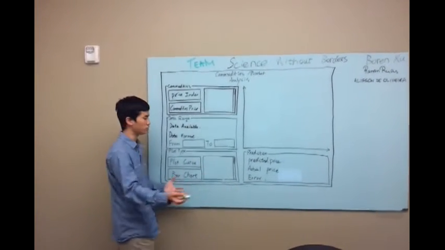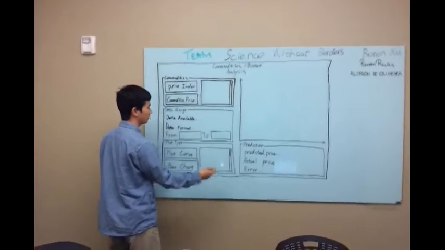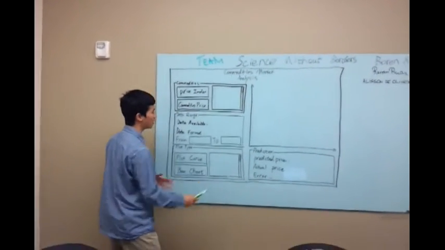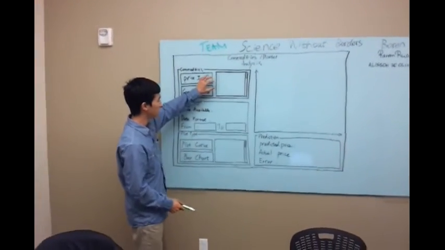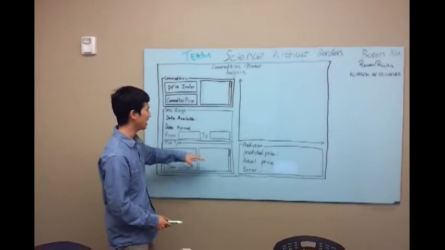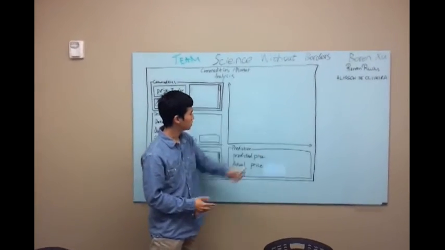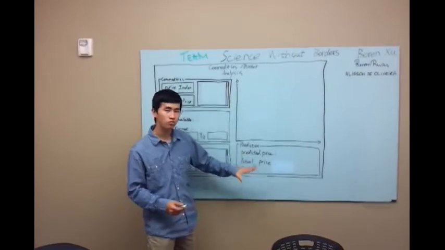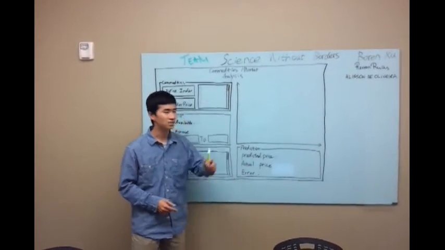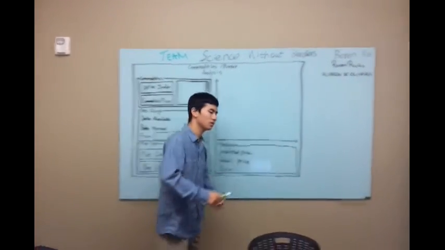For example, the first one is called all commodity price. If the user clicks this one, I will get whatever commodity and data range they choose, and then I will give the curve here. And then we have a really cool function called prediction. So Alison will tell us more about that.